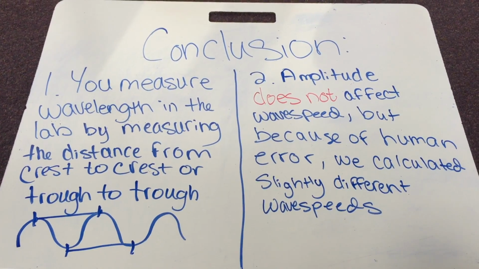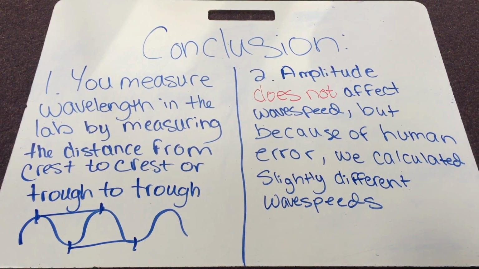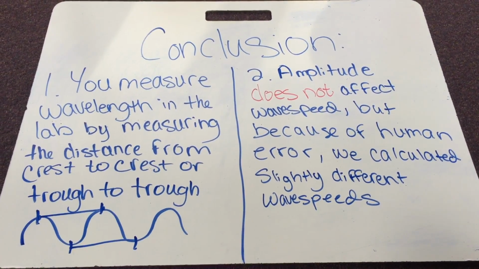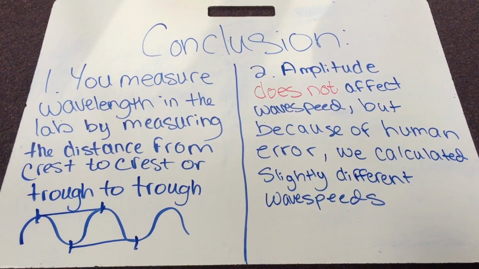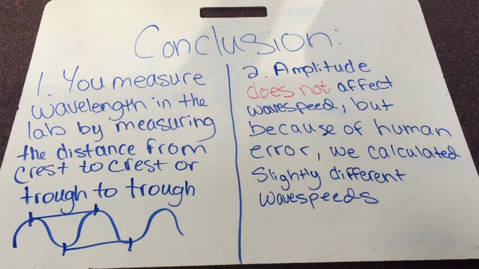1, you measure wavelength in the lab by measuring the distance from crest to crest or trough to trough. 2, amplitude does not affect wave speed, but because of human error, we calculated slightly different wave speeds.